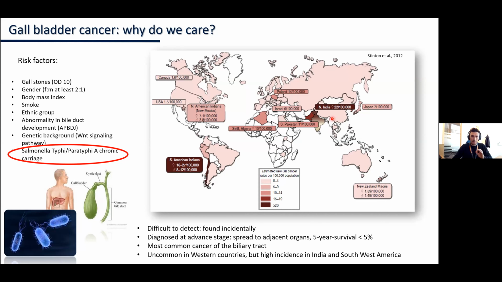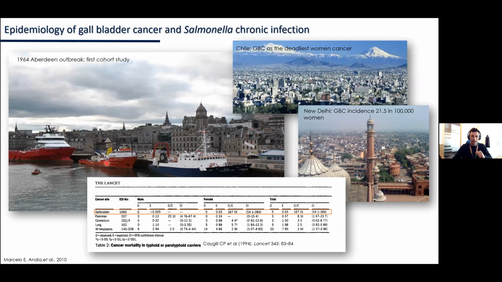These are exactly the two parts of the world where carcinoma of the gallbladder is more frequent. In fact, carriage of Typhi and Paratyphi A, so chronic carriers, have a higher chance to develop carcinoma of the gallbladder. This was understood for the first time in a beautiful epidemiological study that was done here in England.